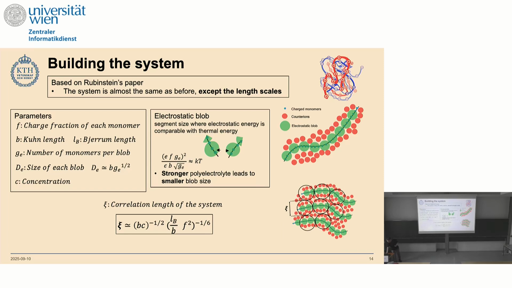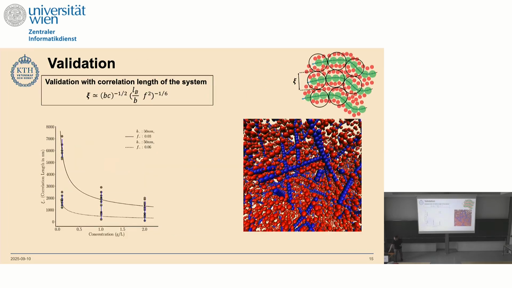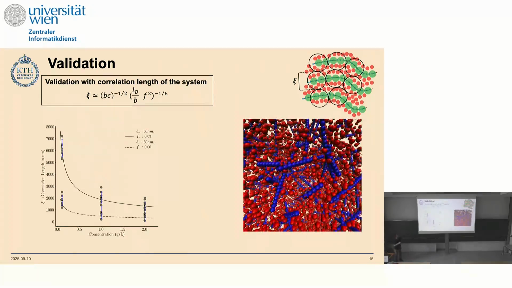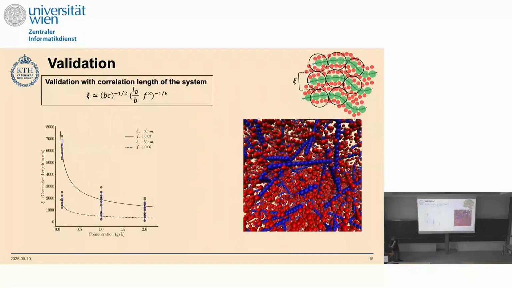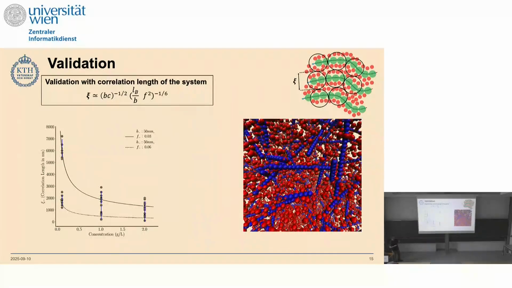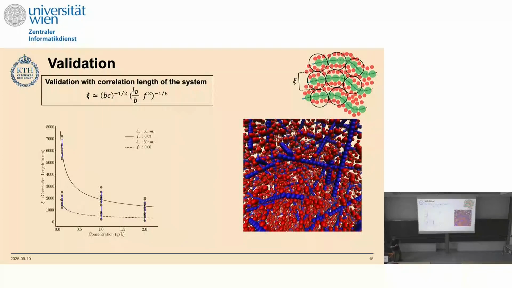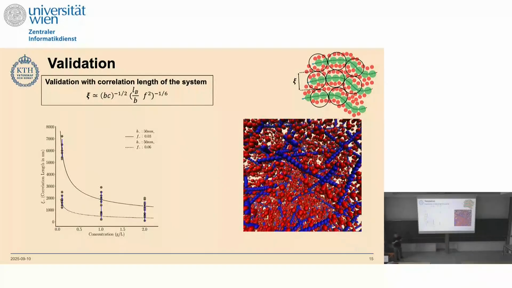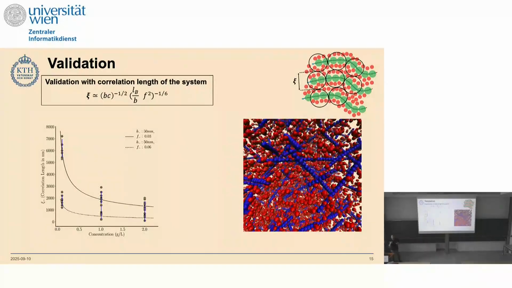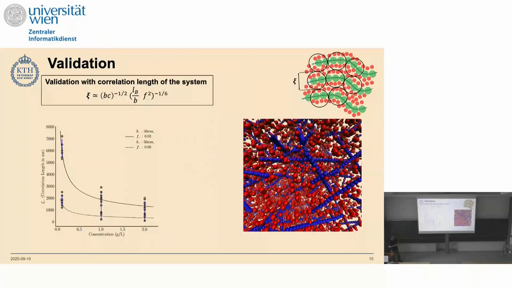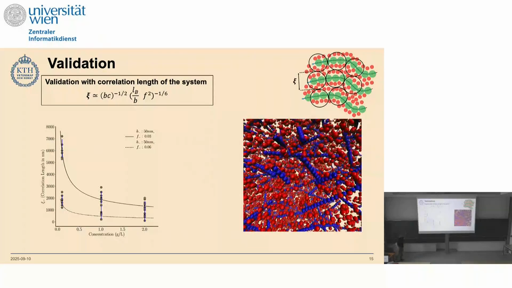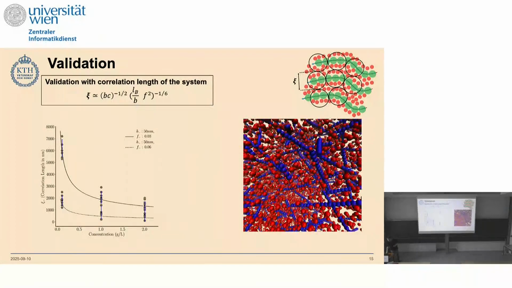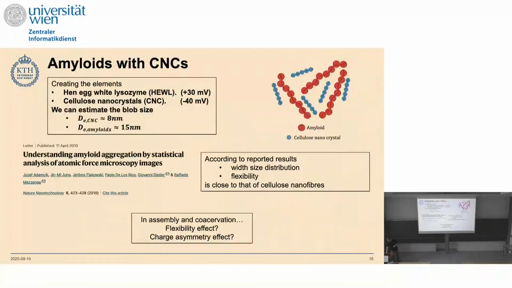So at the first step of this work, I wanted to validate the system. After creating a polyelectrolyte network and the counterions, I measured the correlation length of the system, and I compared it with the model proposed by Rubinstein, and we were able to validate it in a good manner, I would say.